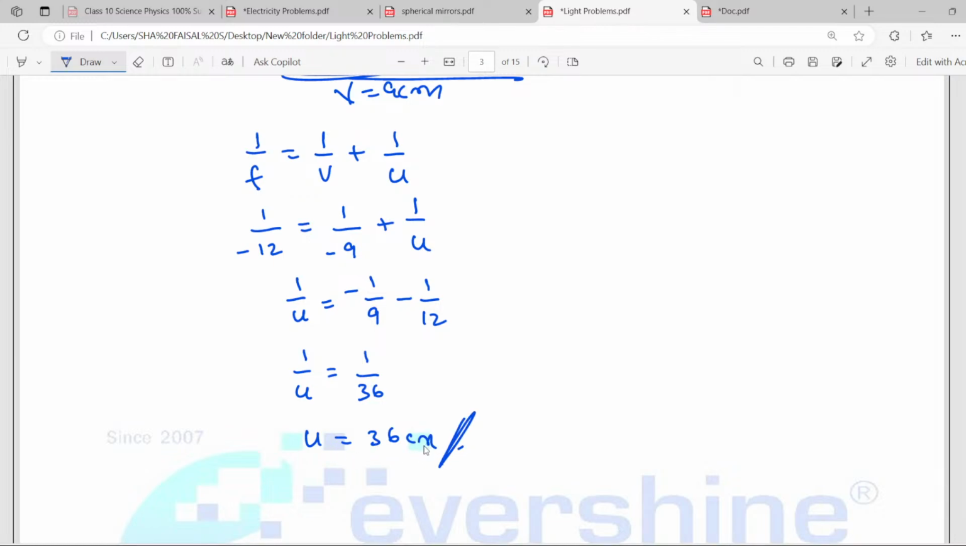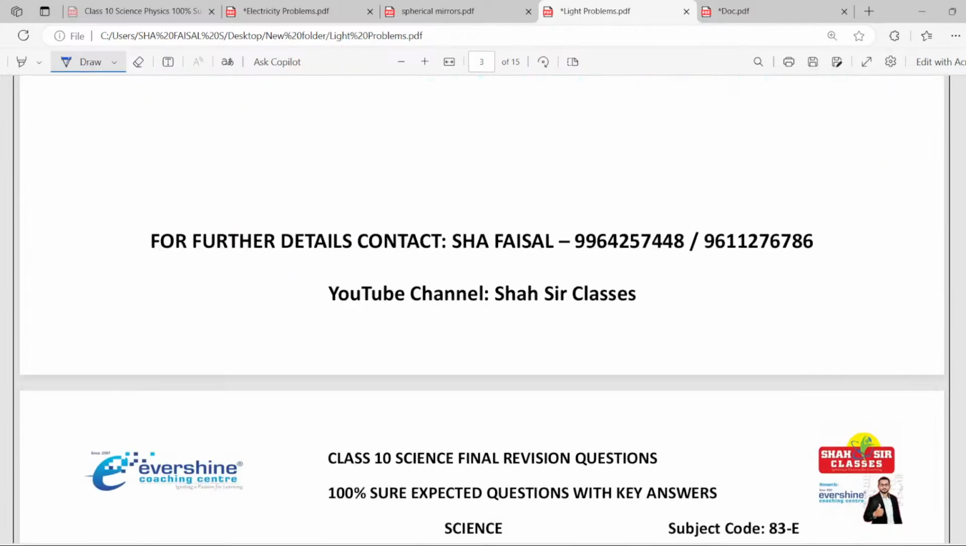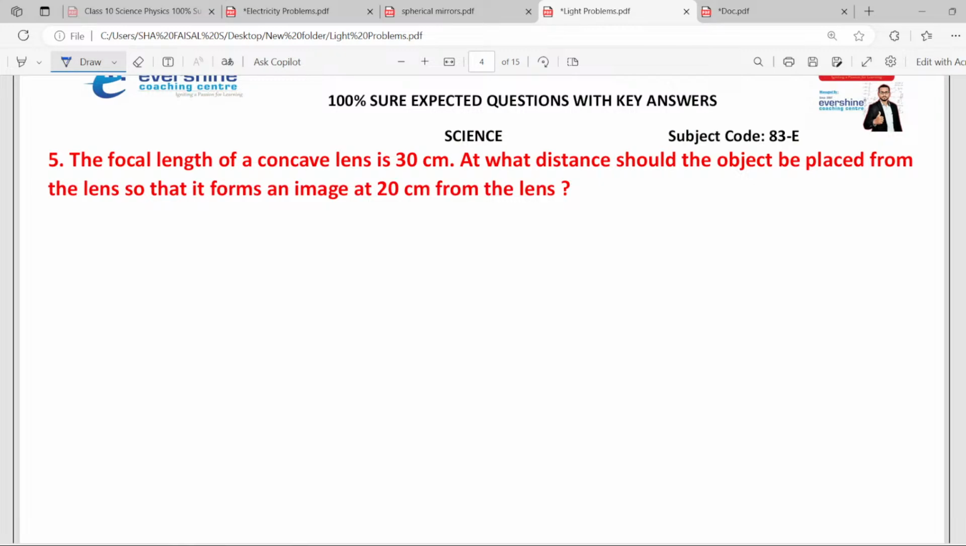As you can see here, u is positive. Here u value we got positive. It means that object is placed in front of the concave lens. This is the nature. Here positive indicates object is placed in front of the concave lens. Clear? Next question is on the screen.